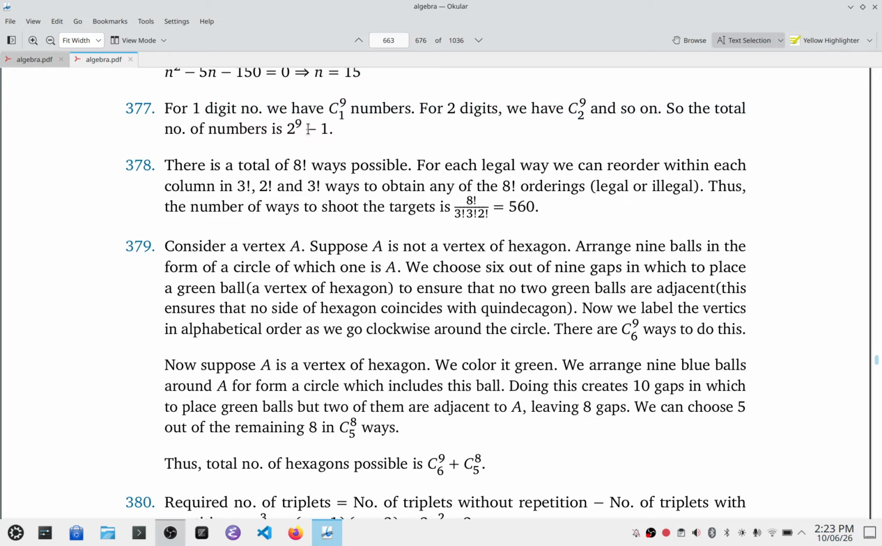So the total number of numbers is 2^9 - 1, because for 9 digits it would be 9C9. You add 9C1 to 9C9, and that would be 2^9 - 1, because nC0 is missing. No, you don't add to the other side, you simply subtract it. Okay?